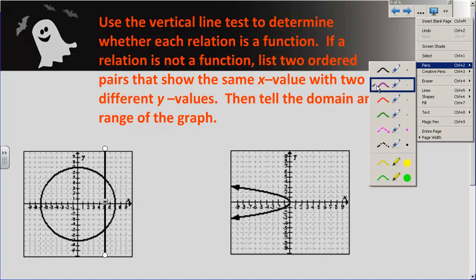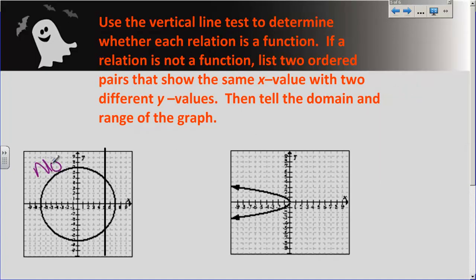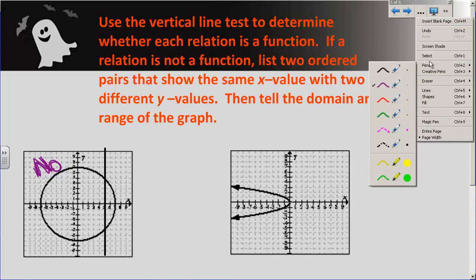So this is not a function. That's a really ugly N. This is not a function because that vertical line touches that graph in more than one point, and all over it, okay? In every place possible.